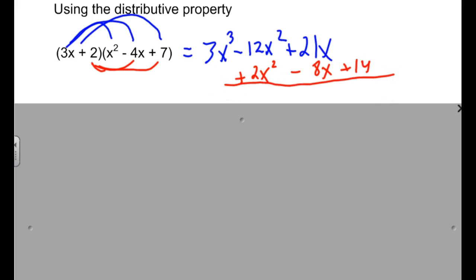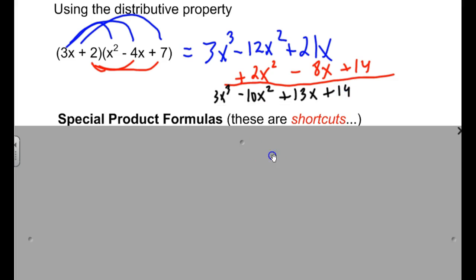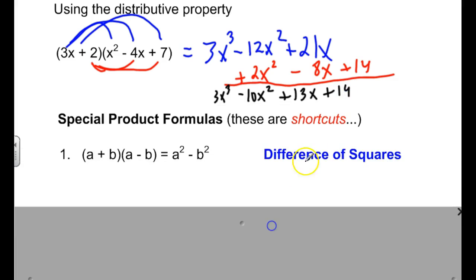Then you add like terms, so you get 3x cubed minus 10x squared. Let's see, plus 13x plus 14. Real easy to make a mistake on one of those. These are shortcuts. If you choose to use them, you don't have to. You can multiply everything out the long way, but it's really handy if you know the shortcuts.